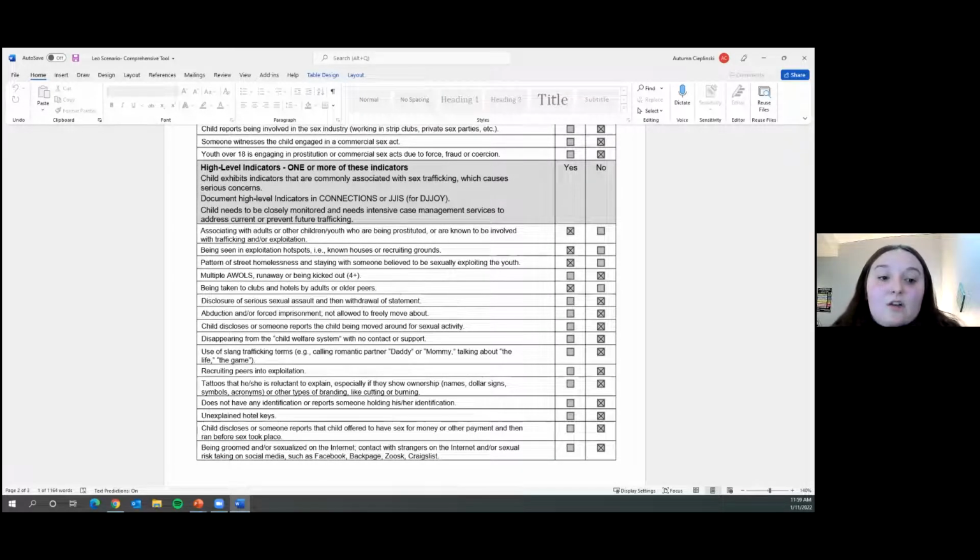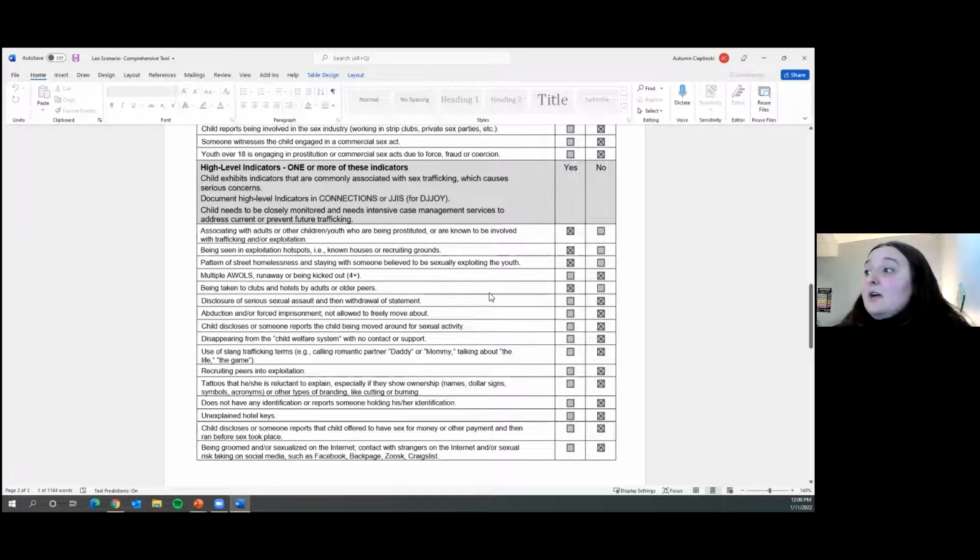Leo is associating with other adults or children being prostituted, involved with trafficking. So yeah, he is. He's involved with Max. He's being seen in exploitation hotspots. You know, that place that Max took him to in the park. That place, you know, they found those two guys. So we can assume that is an exploitation hotspot. Pattern of street homelessness and staying with someone believed to be sexually exploiting the youth. So, you know, Max introduced Leo to this whole new world. So we would select yes for that.